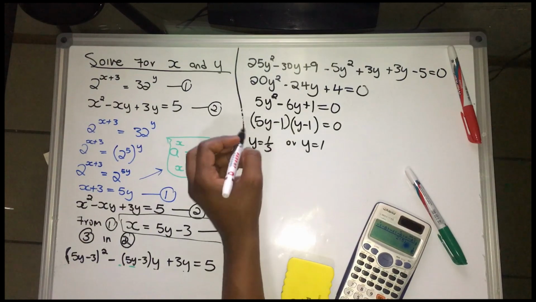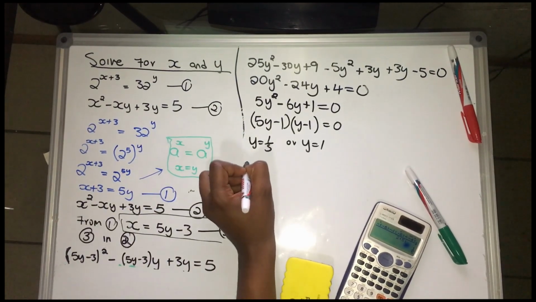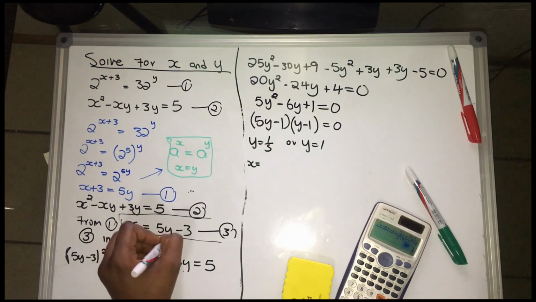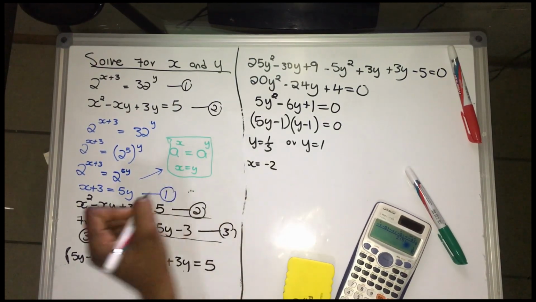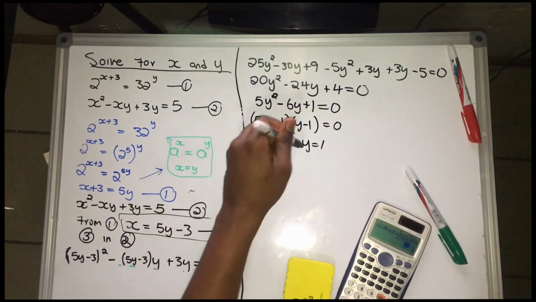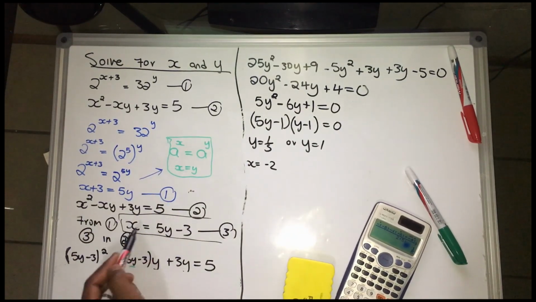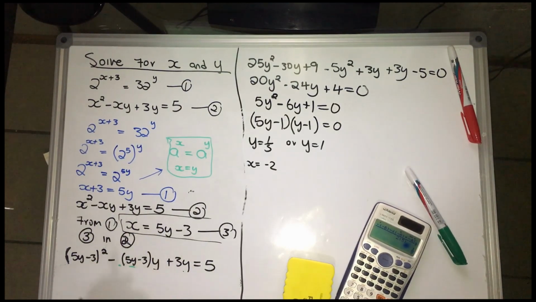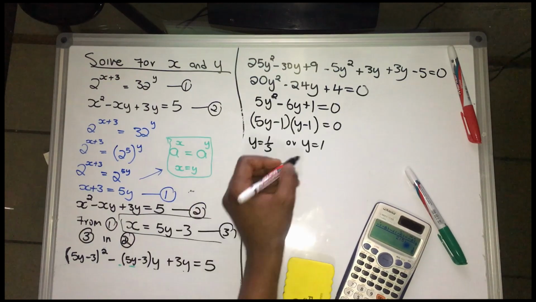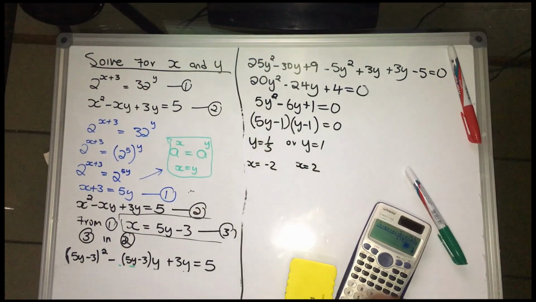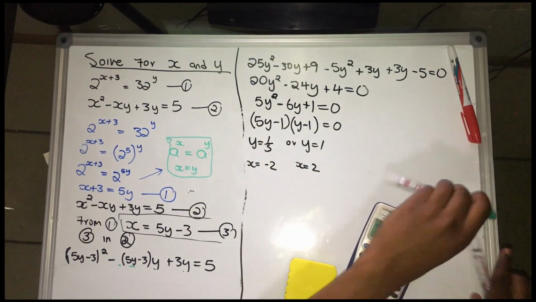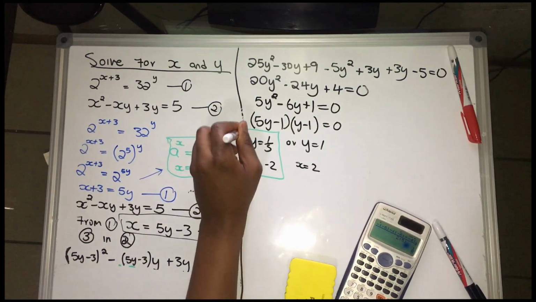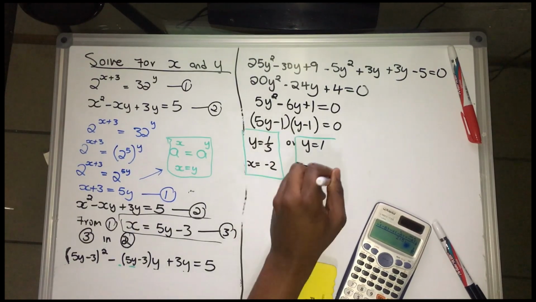So now for y equals 1 over 5, the corresponding x value is going to be 5 into 1 over 5 minus 3, which is minus 2. And for y equals 1, the corresponding x value is 5 into 1 minus 3, so that gives positive 2. So these are your x values, and these are my pairs. Y equals 1 over 5, x is minus 2. Y equals 1, x equals 2.